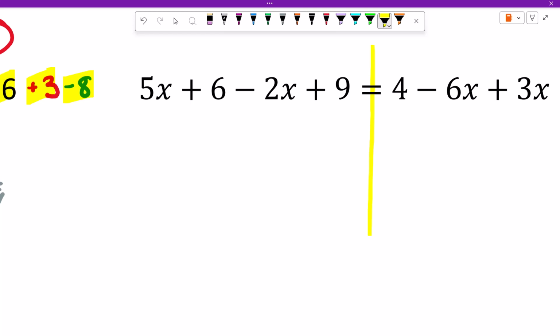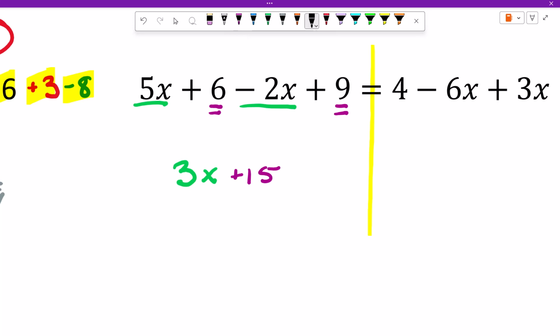So here, if I said, okay, I'm going to ignore this side, I'm just going to clean up this side and go, okay, I have a 5x here and a minus 2x here. I get a 3x there. And I go with the 6's. I get a 6 here and a plus 9 here. I combine those together, I get 15. Notice we're not swapping signs because we're not going onto the other side of the equal sign. We're just cleaning up one side at a time.